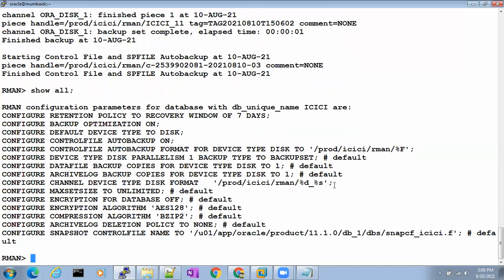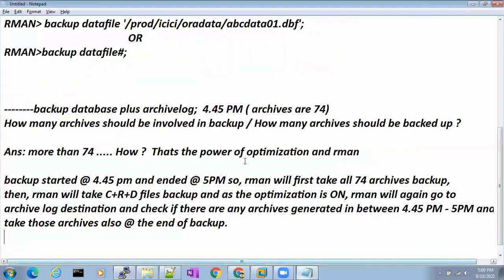Yeah. So in RMAN, different kinds of backups are done. Okay. Different kinds of backups are done.